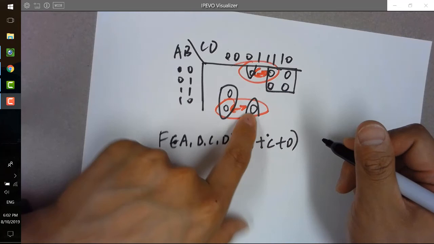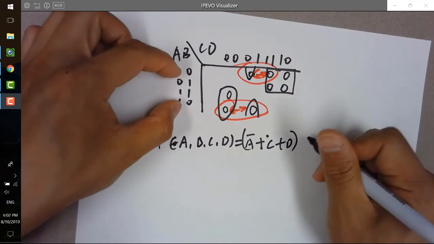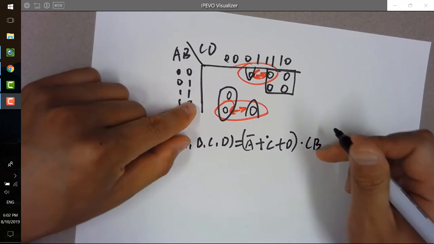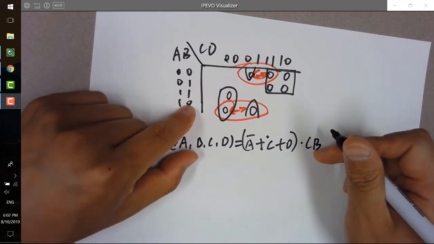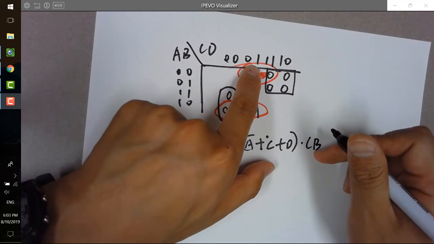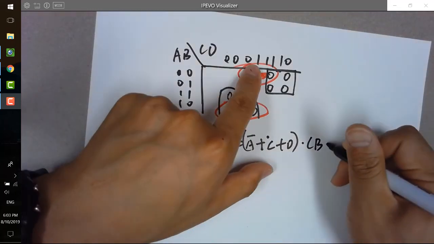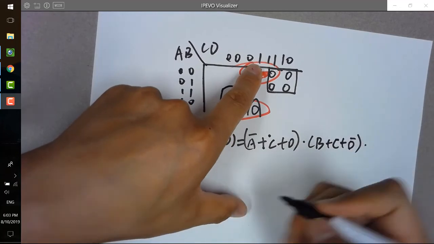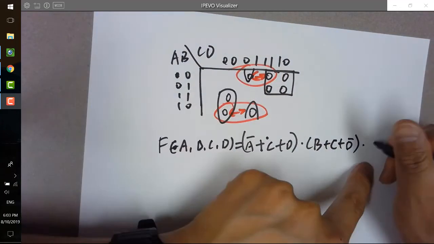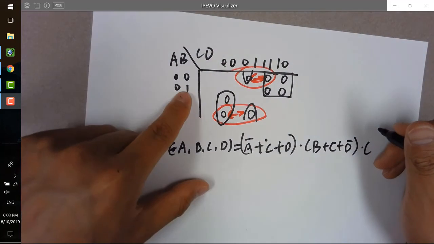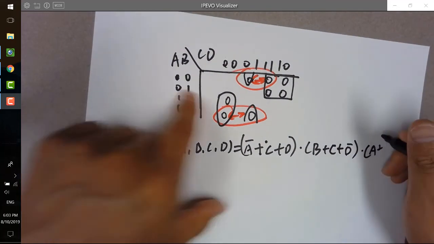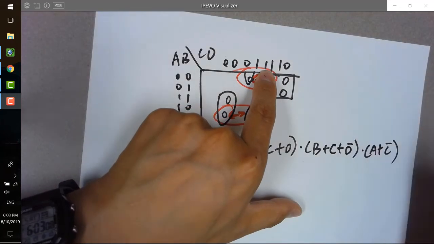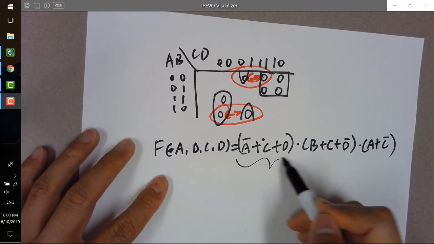And this row, which one toggles? A toggles. So B stays as B because it's 0 here. In the max term, you just keep it as B when you see a 0. And then or C or D bar. And one more here: A or C bar.